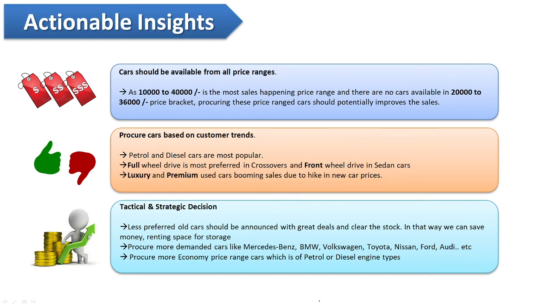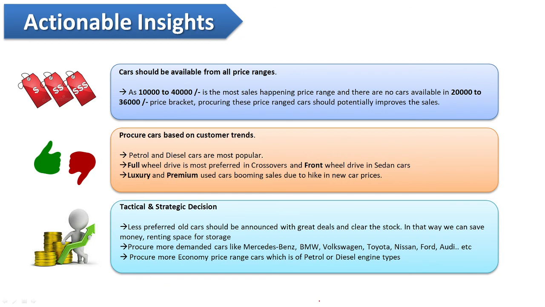Let's dive into the actionable insights to address our problem statement. The first actionable insight is that cars should be available in all price ranges. As I said, the most competitive prices for high sales are 10,000 to 40K bucks, but there are very limited cars in the 20K to 36K price bracket. It will definitely boost used car sales if you bring cars in this price bracket too. This is a very strong recommendation that I can make.